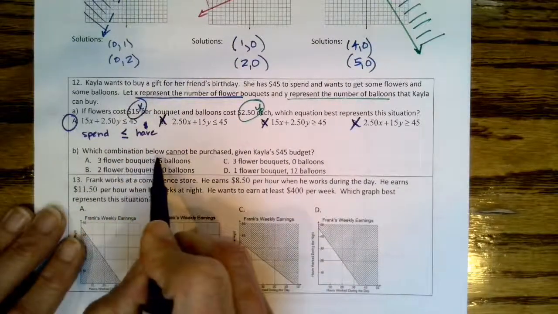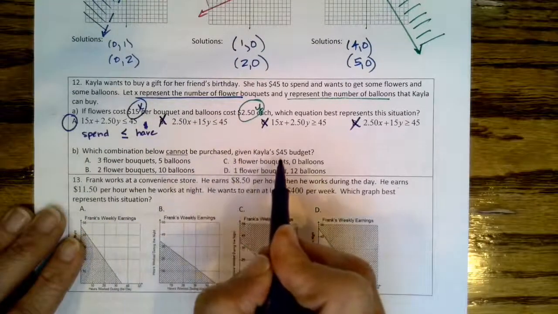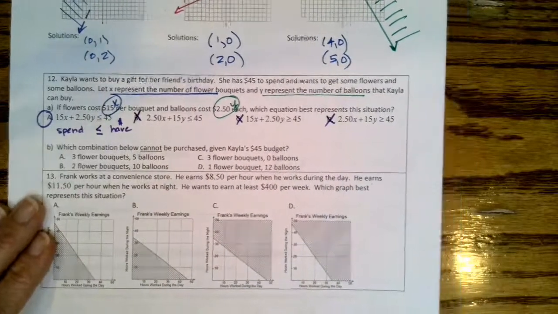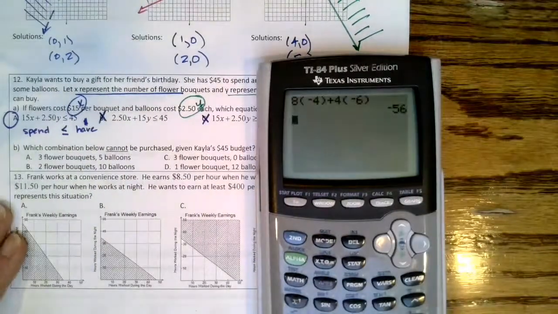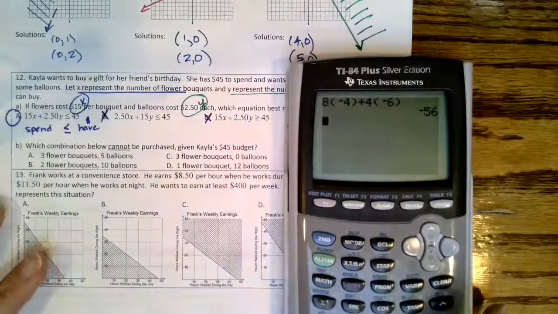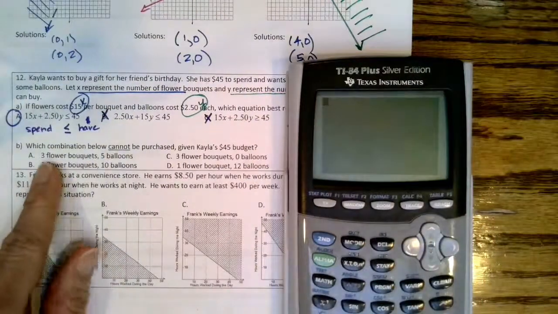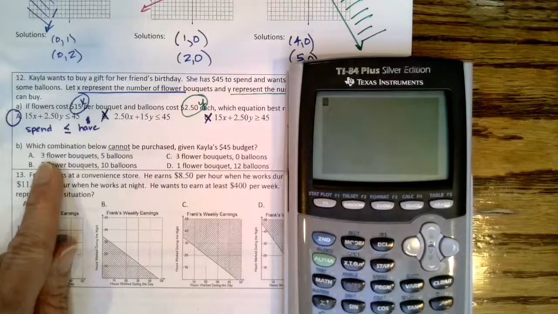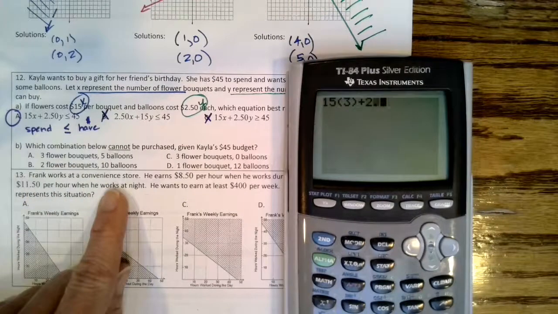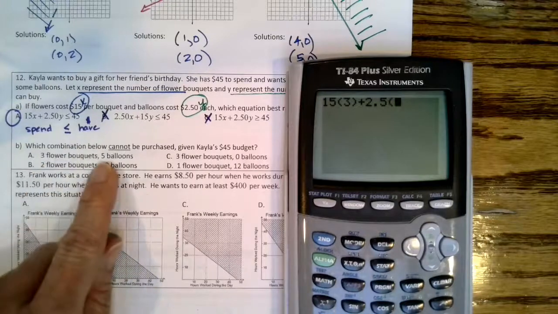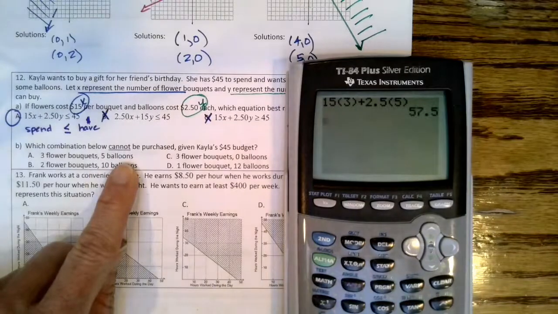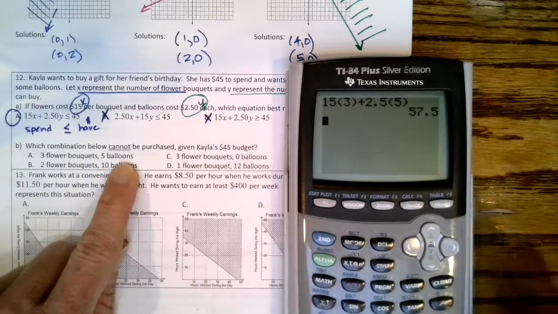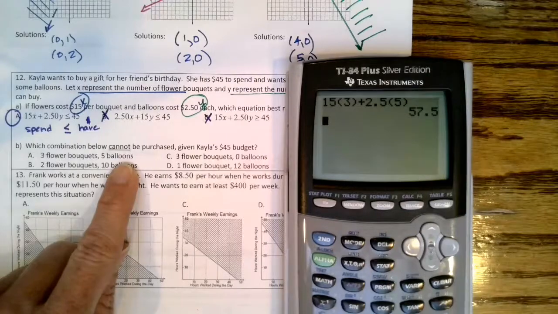Which combination cannot be purchased given a $45 budget? All right, grab those calculators, and we're going to type in a bunch of these scenarios to see which works. So here's my basic equation, 15 times my value for X, so 3 flower bouquets, and 2.5 times my value for Y, 5 balloons. And I want to see what that equals. Oh gosh, imagine going up to the counter and spending $57.